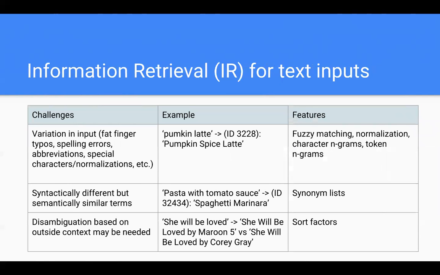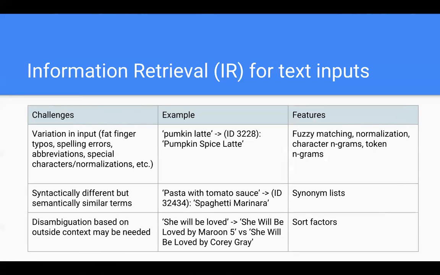Traditionally, information retrieval is done for text inputs. By text inputs, what I mean is you're typing something on a keyboard or a smart device or whatever. Based on that input, those characters would have some characteristic types of errors. One such type of error is fat finger typos, spelling errors, abbreviations, special characters, and so on. An example would be pumpkin latte as the input query that someone typed. And obviously over here, you're missing the P in the pumpkin.